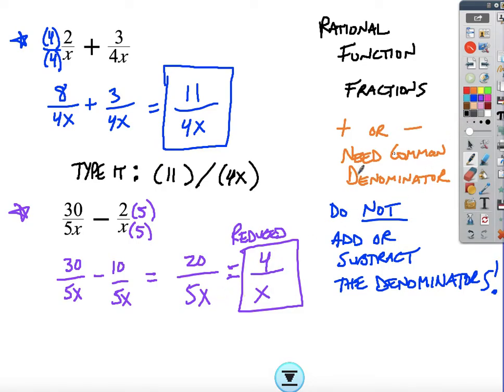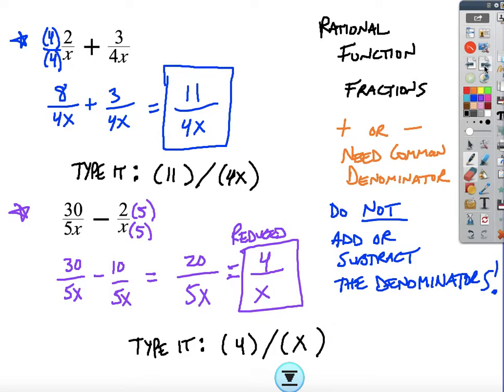Now, when you type it in the Google form, remember I'm saying this just for correcting purposes so that the Google form can count it as a correct answer: put parentheses around whatever the top is, so a 4, and then slash, and then put parentheses around whatever's in the bottom, an x. Type it in like that, okay?